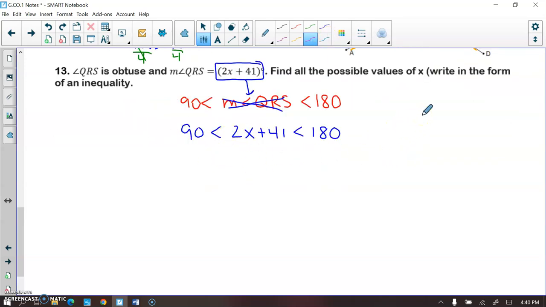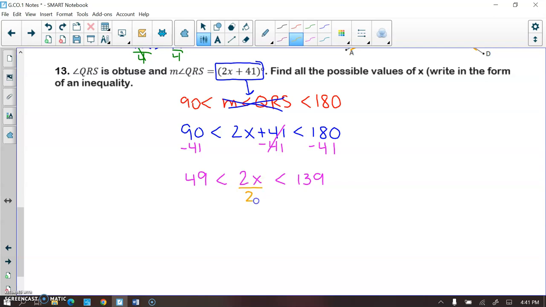And what we can do is solve this inequality by working from the middle out. So I'm going to solve for x by first subtracting 41 from the middle, but then I need to subtract 41 from all parts of my inequality. So 90 minus 41 is 49. And then I'm going to draw my inequality symbol and leave my 2x there. My 41s disappear from the center. And 180 minus 41 is 139.